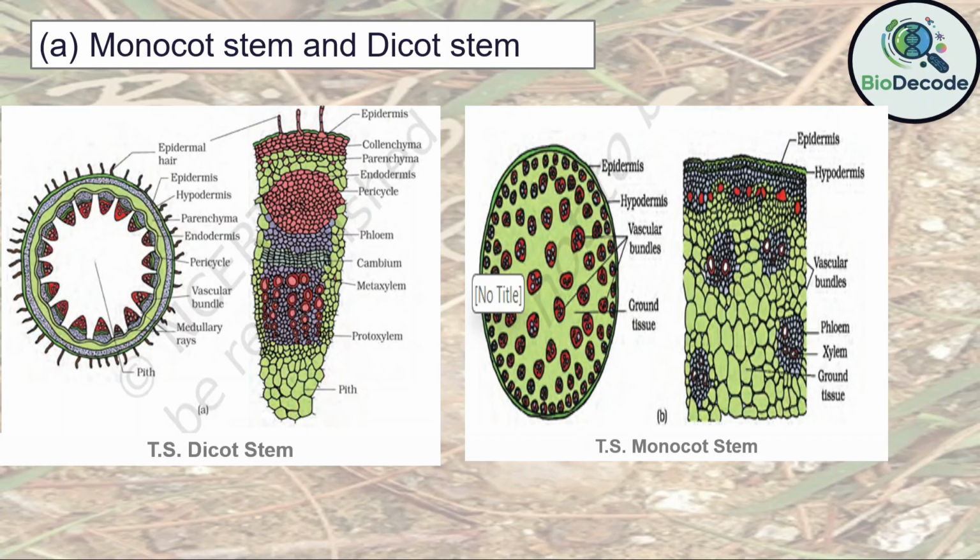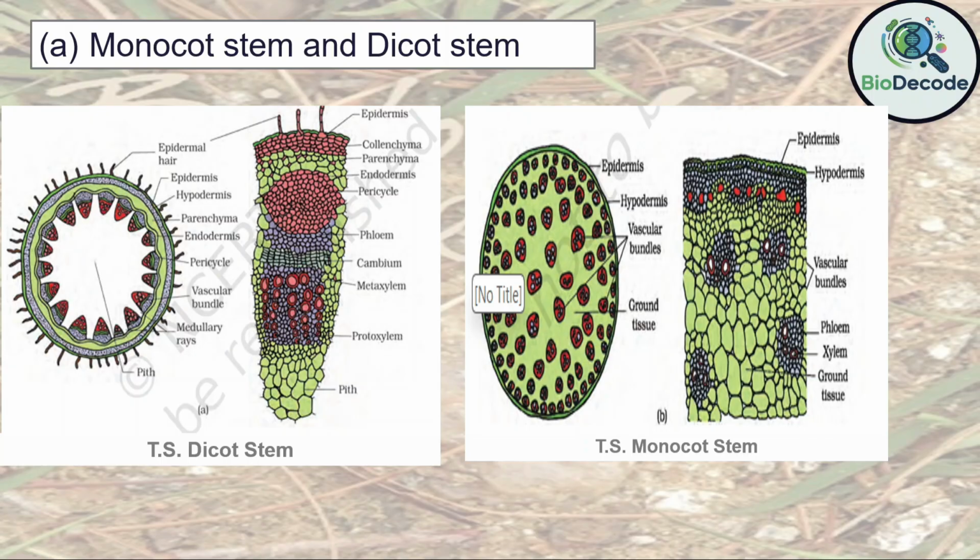In a monocot stem, such as maize, the epidermis is single-layered with a thick cuticle and no trichomes. The hypodermis is sclerenchymatous. The vascular bundles are scattered throughout the parenchymatous ground tissue and are conjoint, collateral, and closed. Each vascular bundle is surrounded by a sclerenchymatous bundle sheath, and water-containing cavities are present within them. The pith is not well defined.